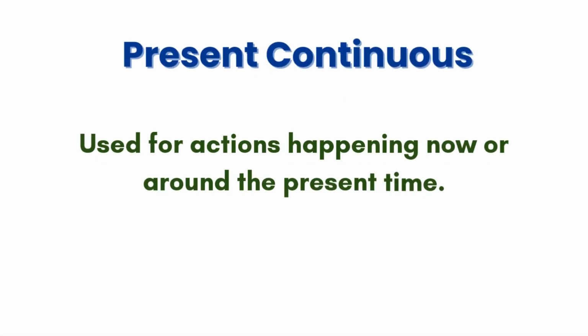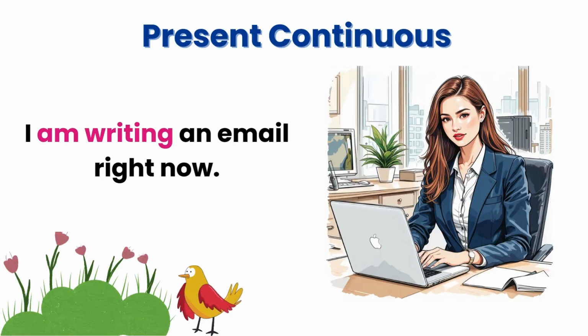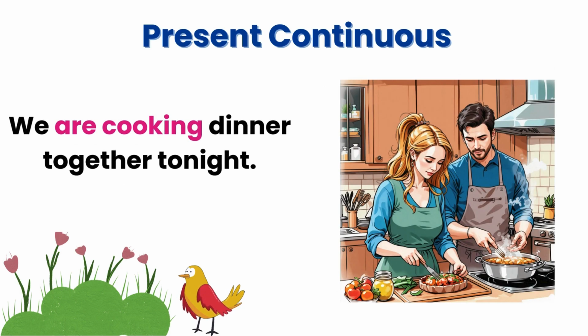Present continuous tense. Present continuous tense is used for actions happening now or around the present time. I am writing an email right now. We are cooking dinner together tonight.